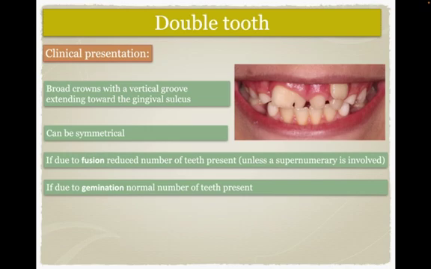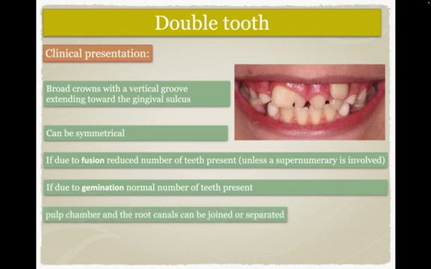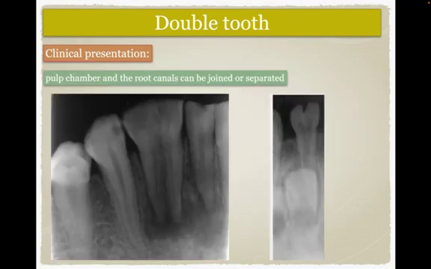And that's why it's really difficult clinically to distinguish between fusion and gemination. Usually we just call it fusion and gemination, because if you measure the teeth and find hypodontia, then you say, okay, this is a fusion. But if you don't have hypodontia, you can't be 100% sure that this is gemination, because it could be fusion with a supernumerary tooth. Now the pulp chamber and the root canal can be joined or separate. As we can see here, the pulp chambers are separate, while here the pulp chambers are fused together. That can be seen in both fusion and gemination.